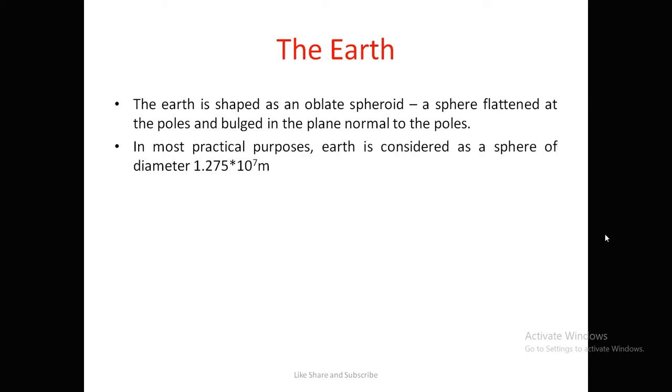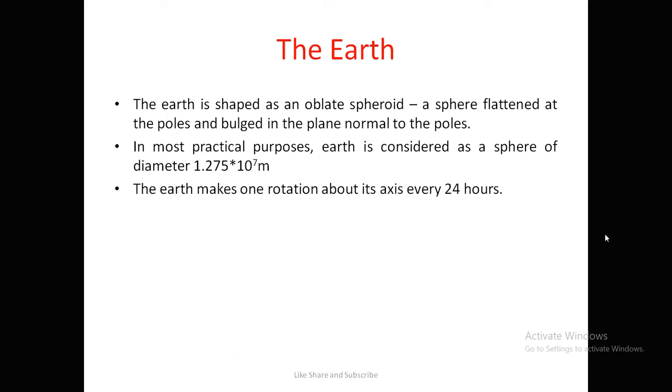For most practical purposes, Earth is considered as a sphere of diameter 1.275 × 10^7 meter. So obviously Earth is considered as a sphere for calculation purposes and some other practical purposes. And finally, they have concluded that the diameter is around 1.275 × 10^7 meter.